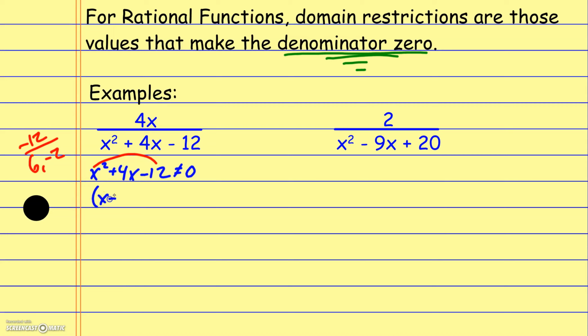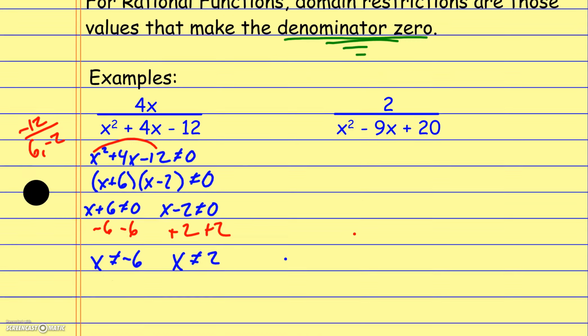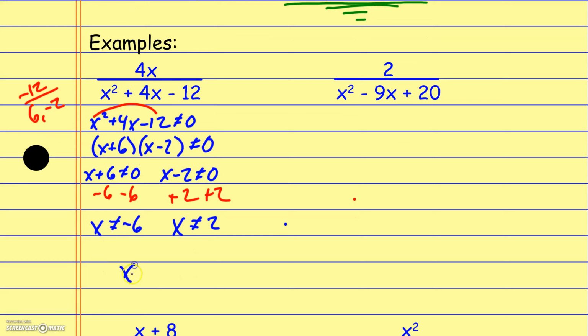So this thing factors into x plus 6 and x minus 2. Instead of equals 0, I just say does not equal 0. Now I set each factor not equal to 0. I follow the same steps, except that instead of an equal sign, I have a not equal sign. Now I solve each. Here I subtract the 6 from each side, so I find out that x cannot equal negative 6. Here I add the 2 to each side, so I find out that x cannot equal positive 2. I can sum this up and write it as x cannot equal negative 6 or positive 2.